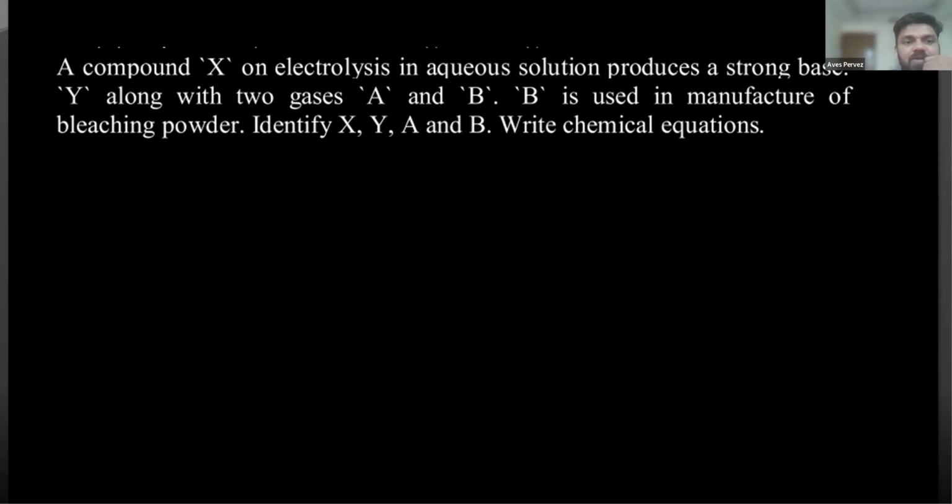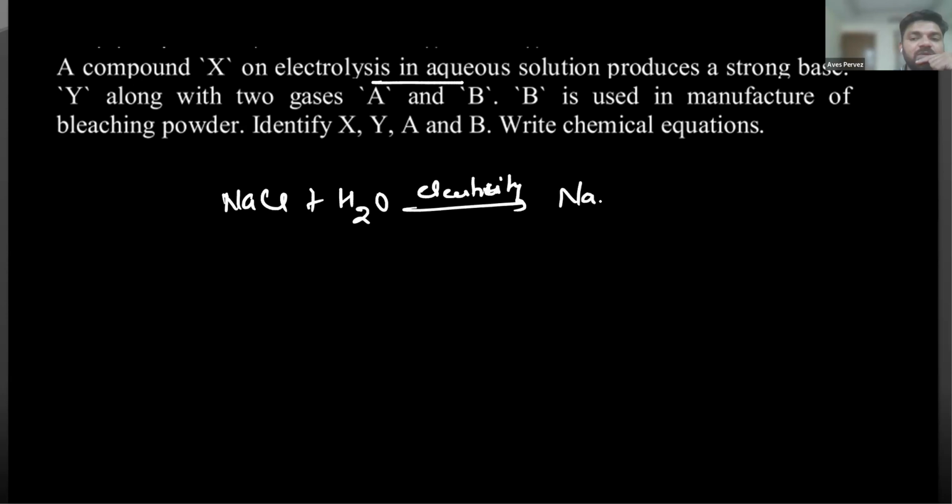Noted? What does it say? A compound X on electrolysis gives a strong base. So what can compound X be? Compound X on electrolysis in water gives a strong base. What can X be, Tejasvi? Sodium chloride. Yes, it can be sodium chloride, which on electrolysis with water gives NaOH, a strong base, plus chlorine gas plus hydrogen gas.